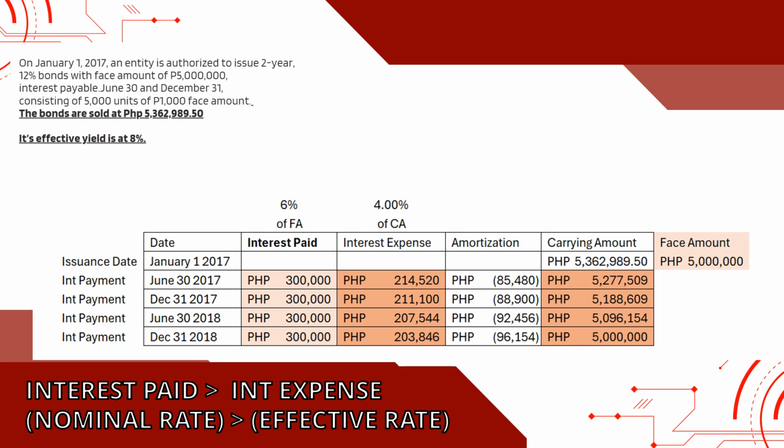So, ang mga tanong lang dito would be as follows. First is, how much is the interest expense for June 30? So, titignan nyo lang here, 214,000. Or how much is the amortization at December 31, 2017? 88,900. So, ganun lang yung mga tanong. Or what is the carrying amount at June 30, 2018, which is basically 596. So it's all about creating the table. And then from the table, you can answer any of the questions.